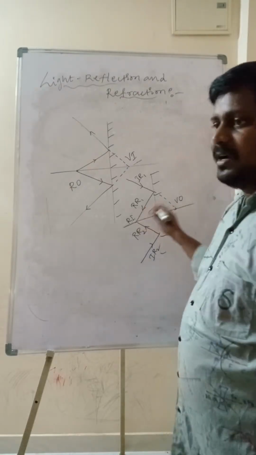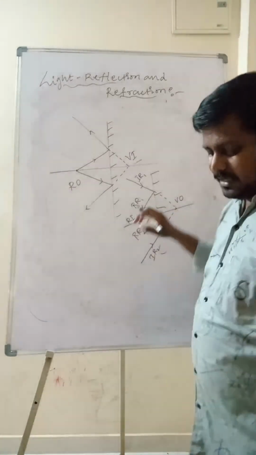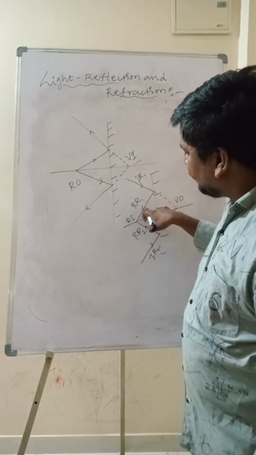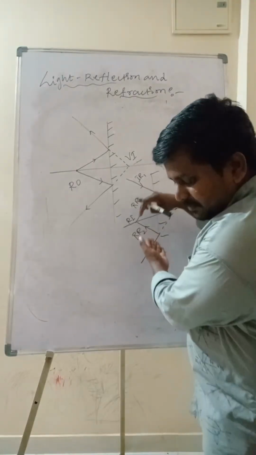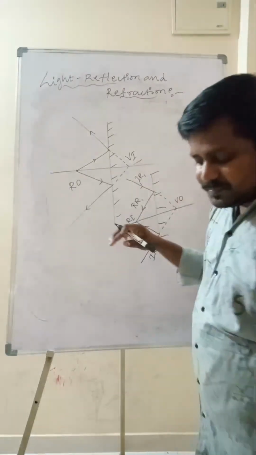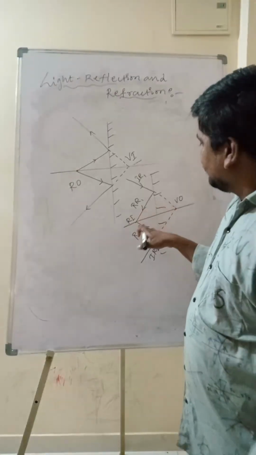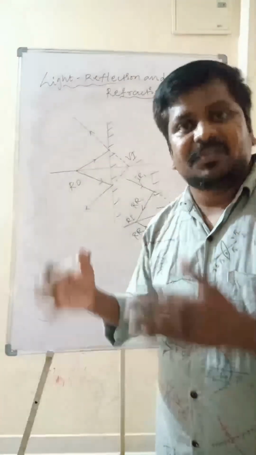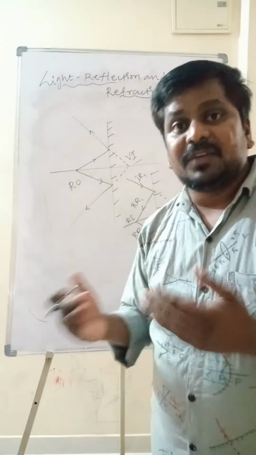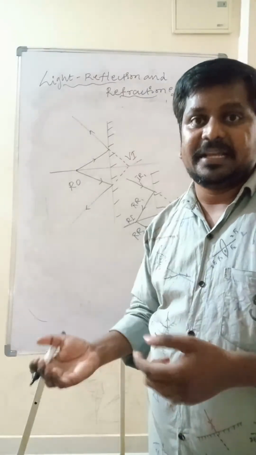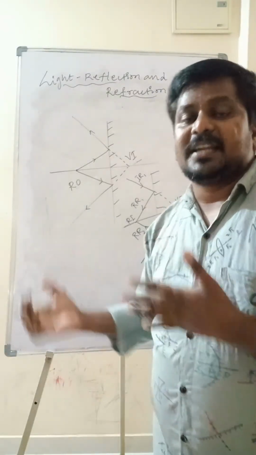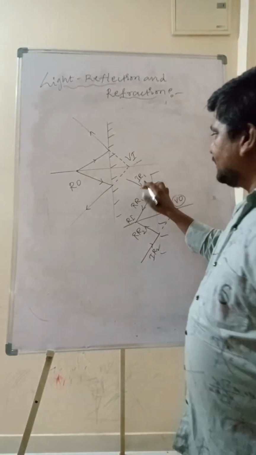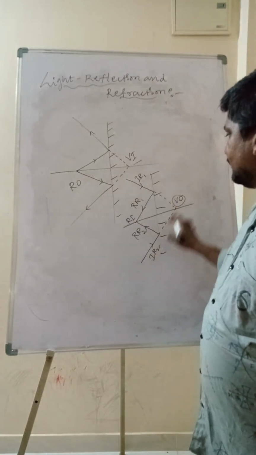Real image: the point of intersection of reflected light rays. The reflected light rays, RR1 and RR2, are meeting directly. That's why it's a real image. The point of intersection of reflected light rays is known as a real image. The point of intersection of extended incident rays is called a virtual object.